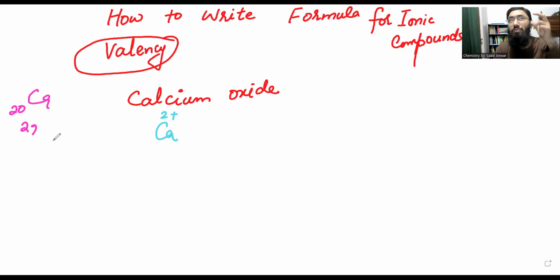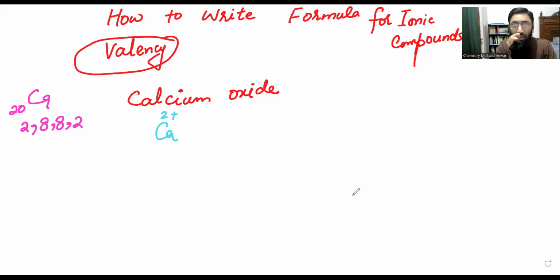And what about its period number? Its period number is 4. It means it has 4 shells. In total it has 20 electrons. The first shell contains 2 electrons, then the second shell contains 8 electrons, then the third shell again contains 8 electrons, and the last shell contains 2 electrons. Right?